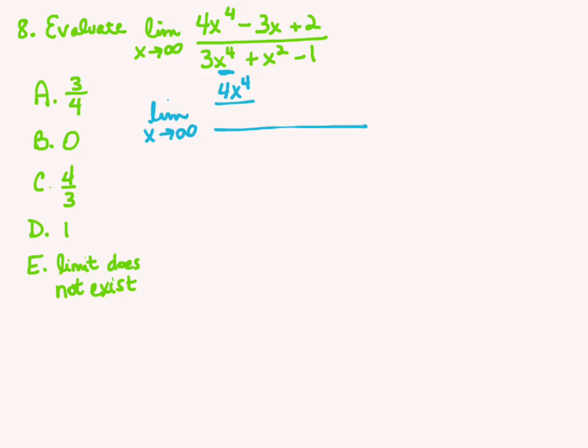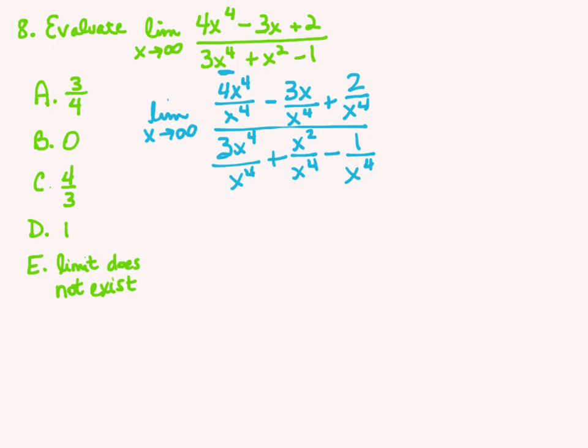So I get 4x to the 4th over x to the 4th minus 3x over x to the 4th plus 2 over x to the 4th. And then in the denominator, 3x to the 4th over x to the 4th plus x squared over x to the 4th minus 1 over x to the 4th. And now let's simplify.